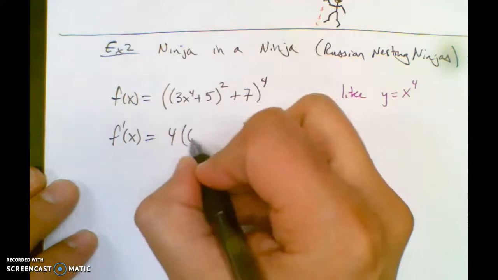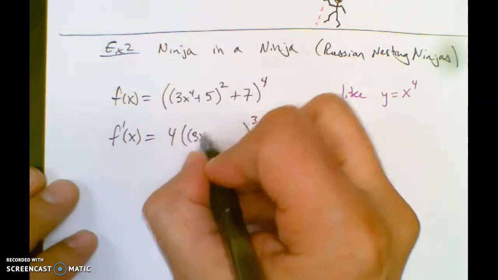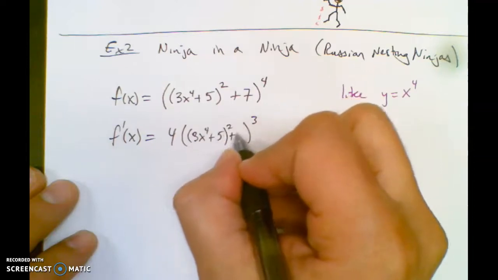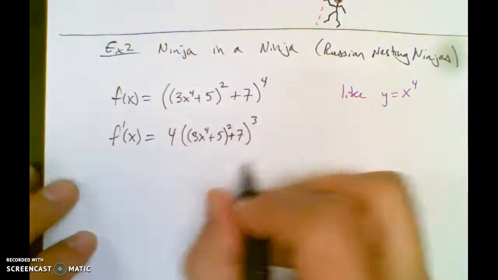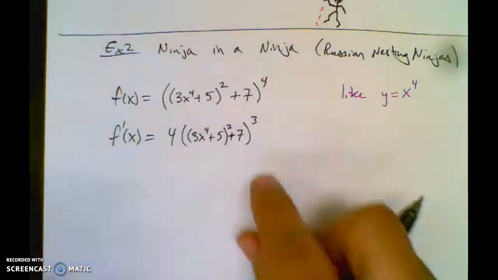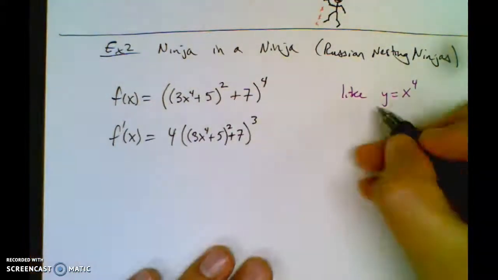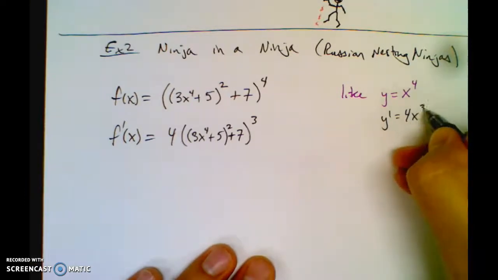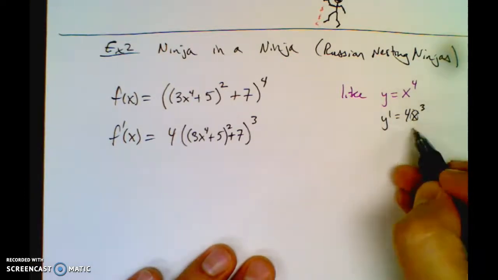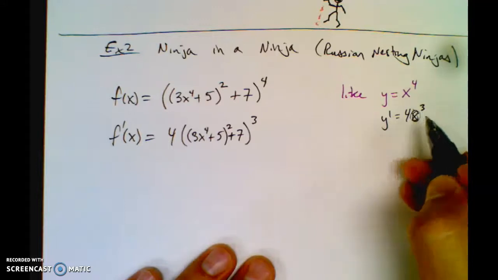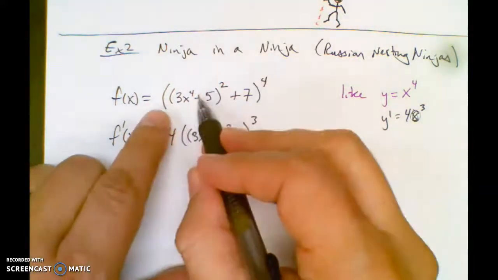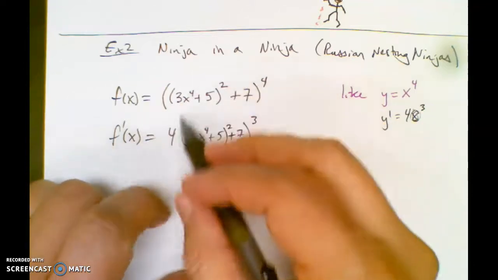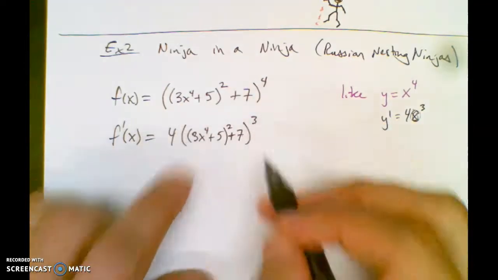You really have to resist the temptation to do anything to the inside. It's probably the most common mistake. If you guys get in a rush and you want to start taking the derivative of the inside right now, you've got to be patient, right? This guy turns into 4x to the third. It doesn't turn into 4 something else to the third. So when you first write it, since it was this thing to the fourth, you've got to do 4 times this thing to the third.